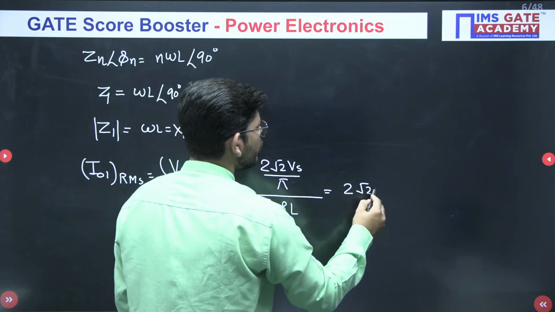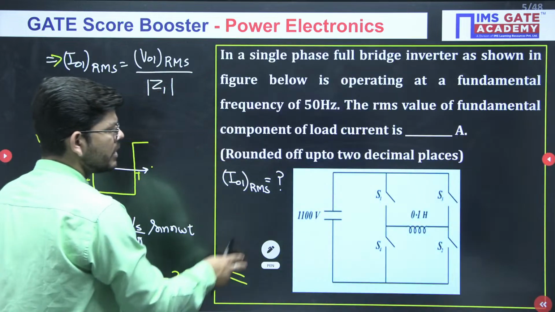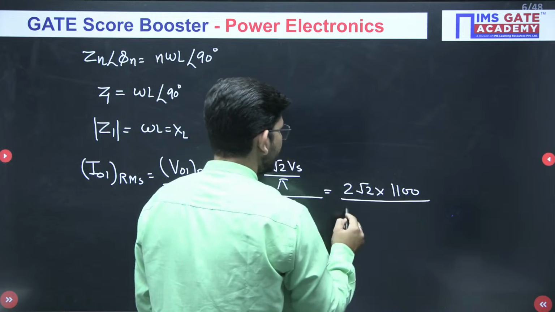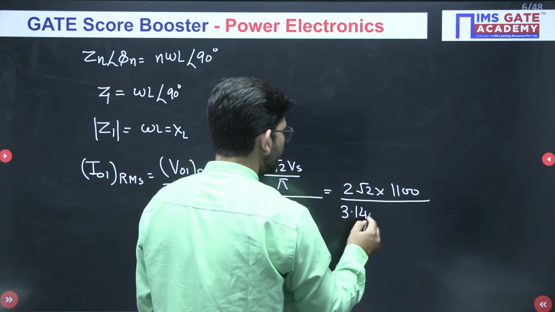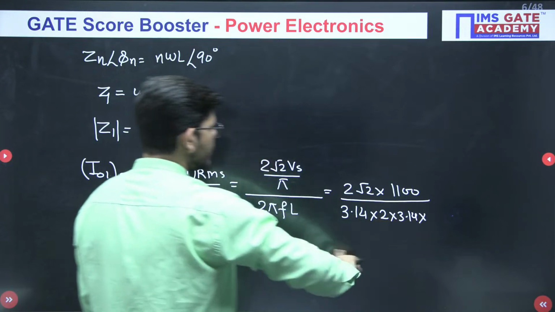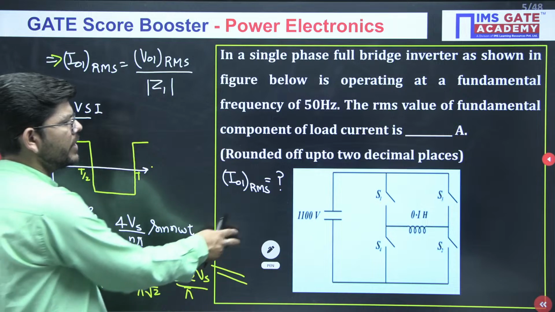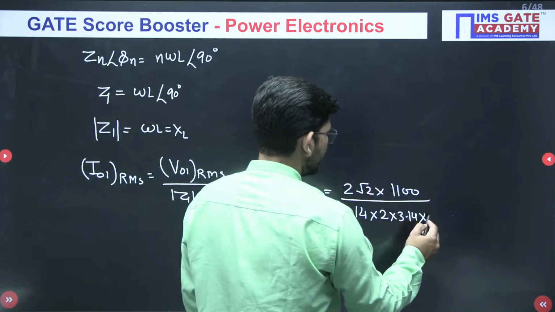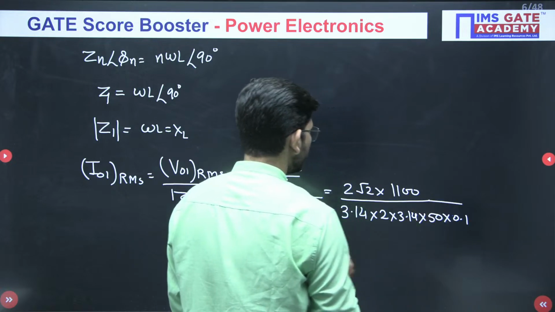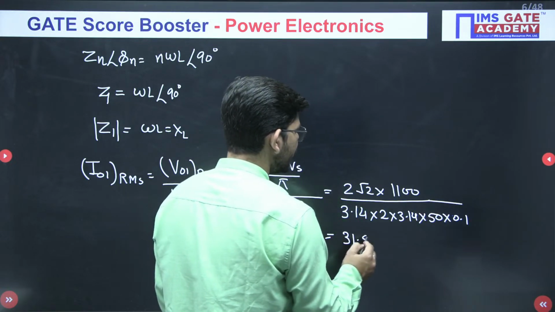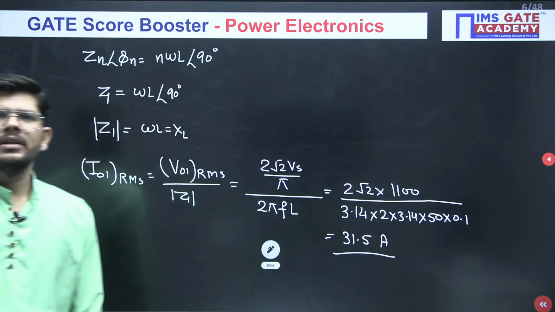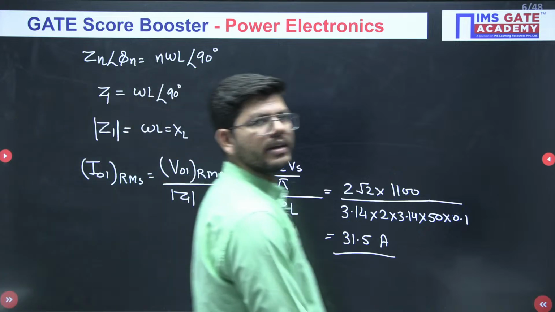So it will be 2 root 2 into, what will be the value of Vs? 1100, divided by pi, which is 3.14, into 2 into pi again, which is 3.14, into, what is the value of F? F is given as 50 and L is 0.1 Henry. So 50 into 0.1 Henry. Now you have to solve this expression, and the answer that you are getting is around 31.5 amperes. Okay. I hope you have also solved it in this manner.